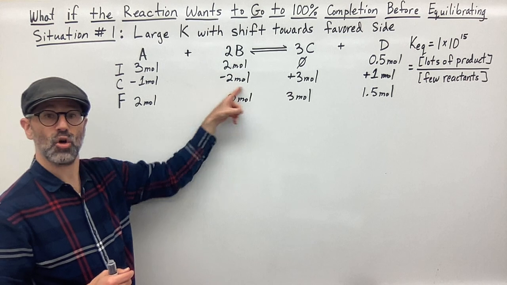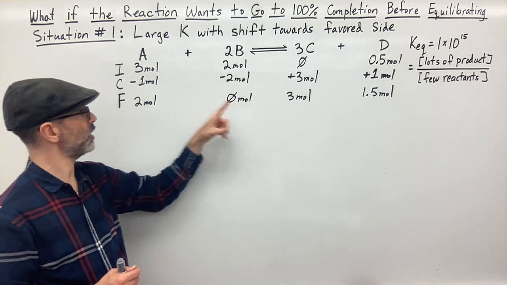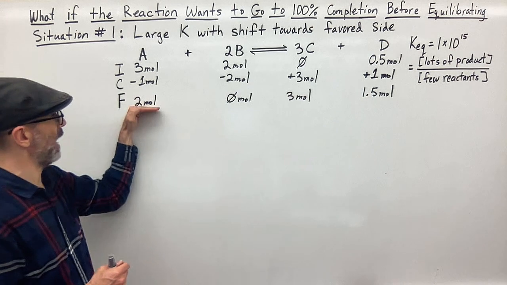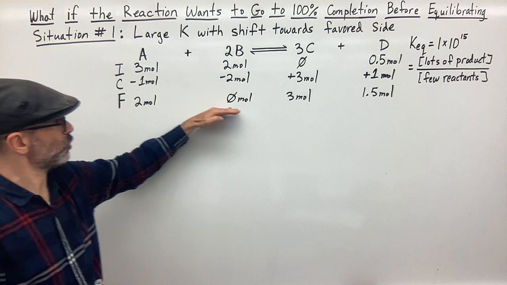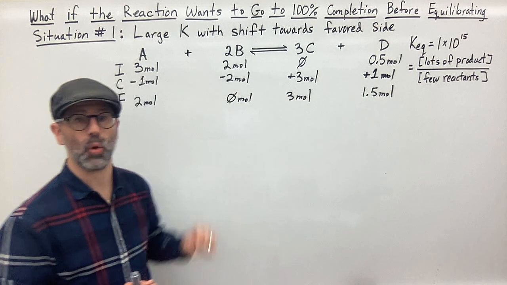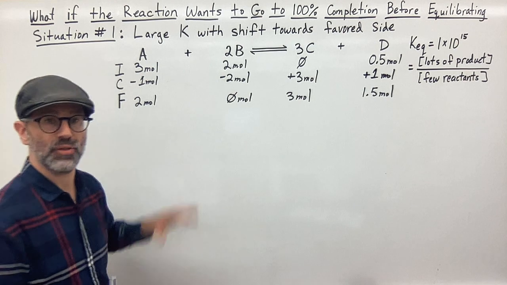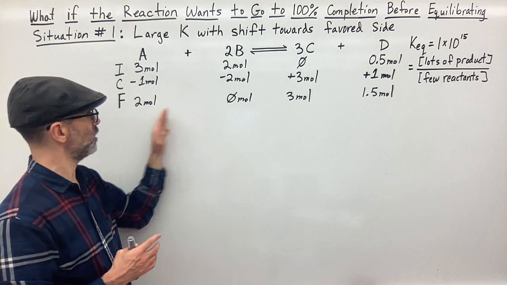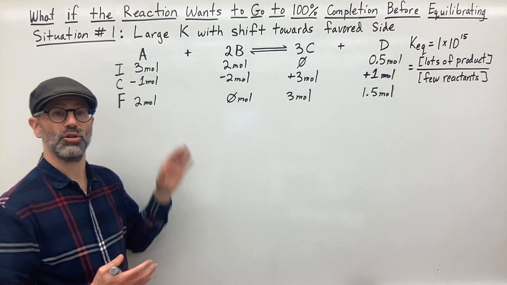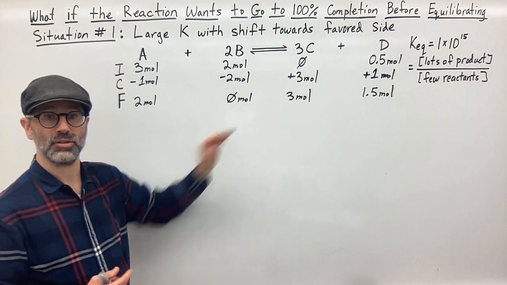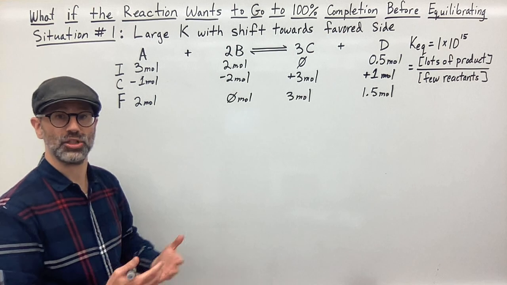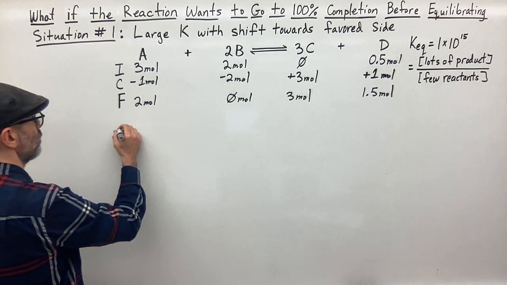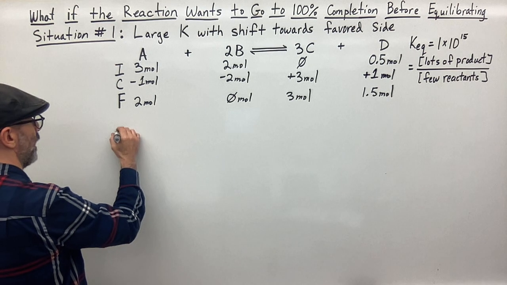So since I know the amount of change here, I can use that to figure the amount of change here and here. And then I add or subtract that to get my final mole amount. So that's the first part. Once you do your stoichiometry and figure out the number of moles, now you can use these final amounts as your initial amounts in your ICE table. So the next thing you're going to do is an ICE table.